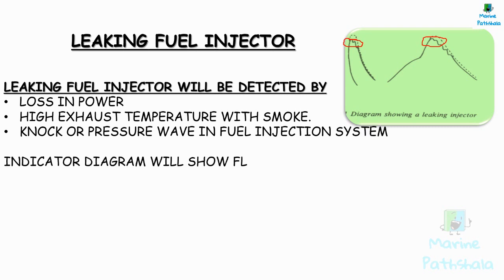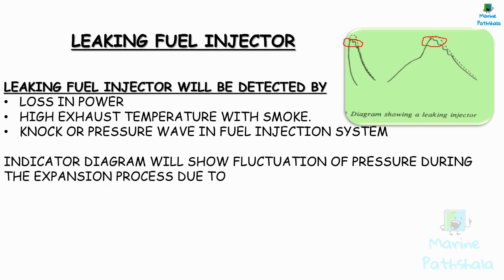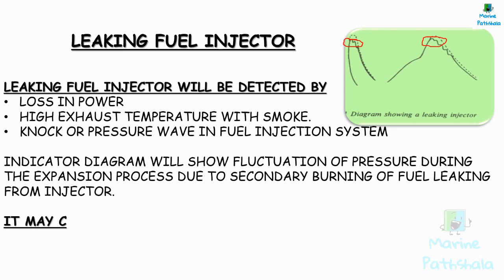The indicator diagram will show fluctuation of pressure during the expansion process due to secondary burning of fuel leaking from the injector. It may cause afterburning. There may be blowback of the hot gases into the injector.